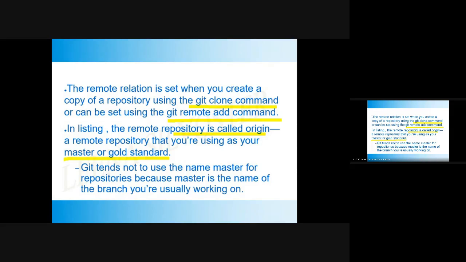Git tends not to use the name master for repositories because master is the name of the branch you are usually working with. That means master is the original file. Once your friend pushes that repository, meaning the whole directory, whole project, then it will be a branch only, not the master file. Master file means the originally created directory.